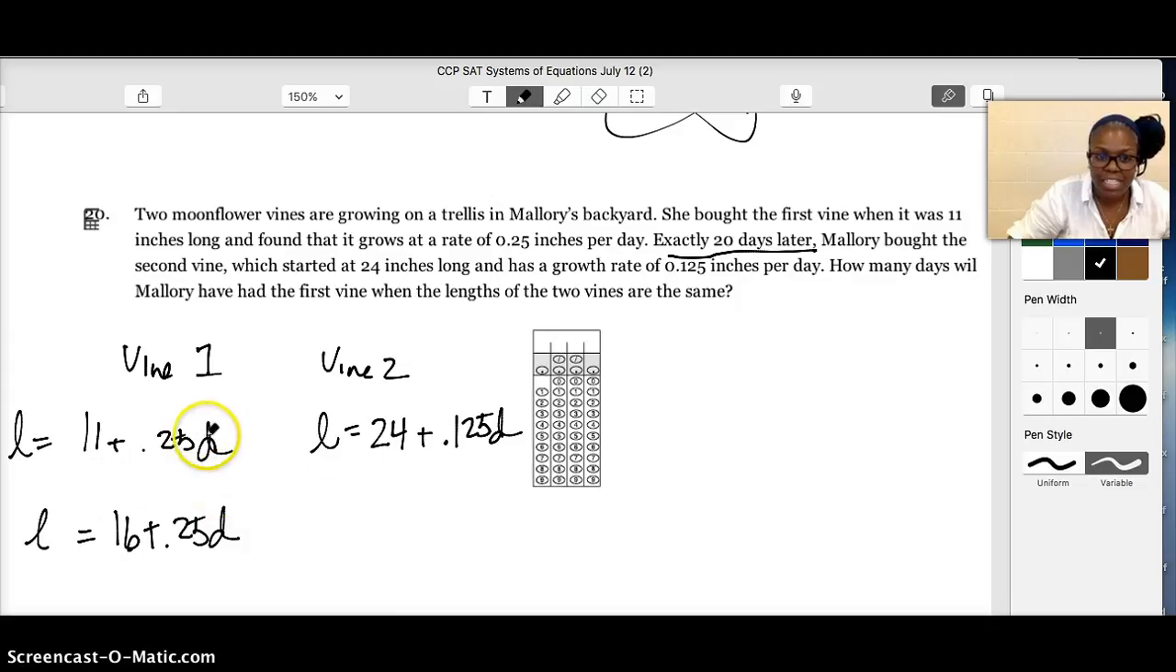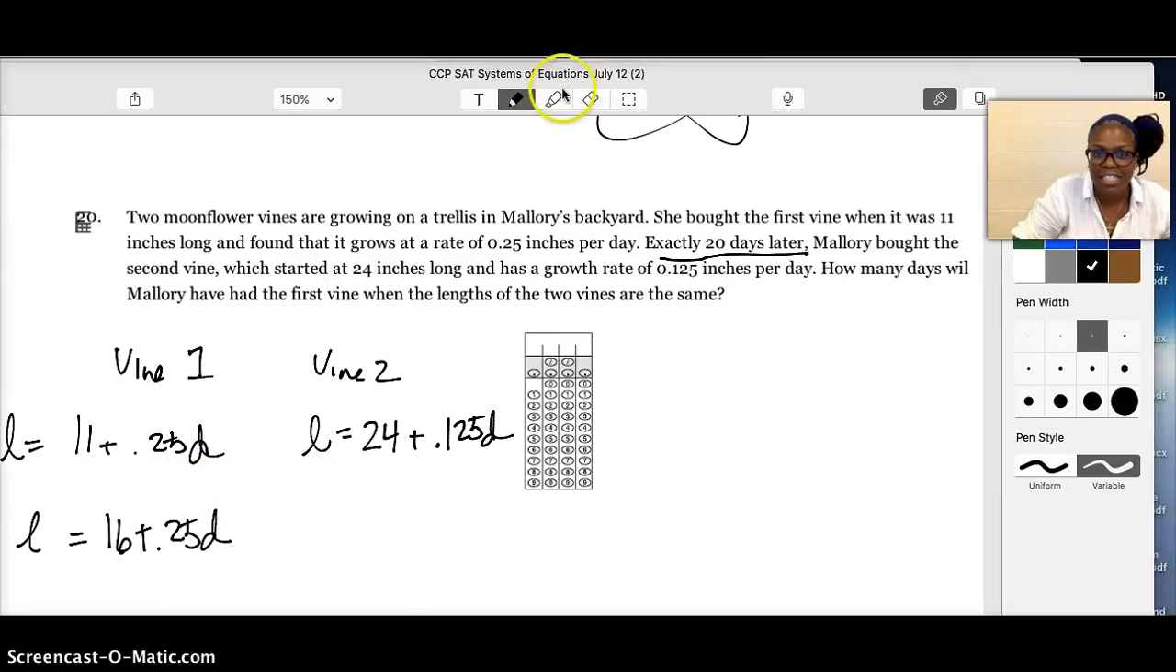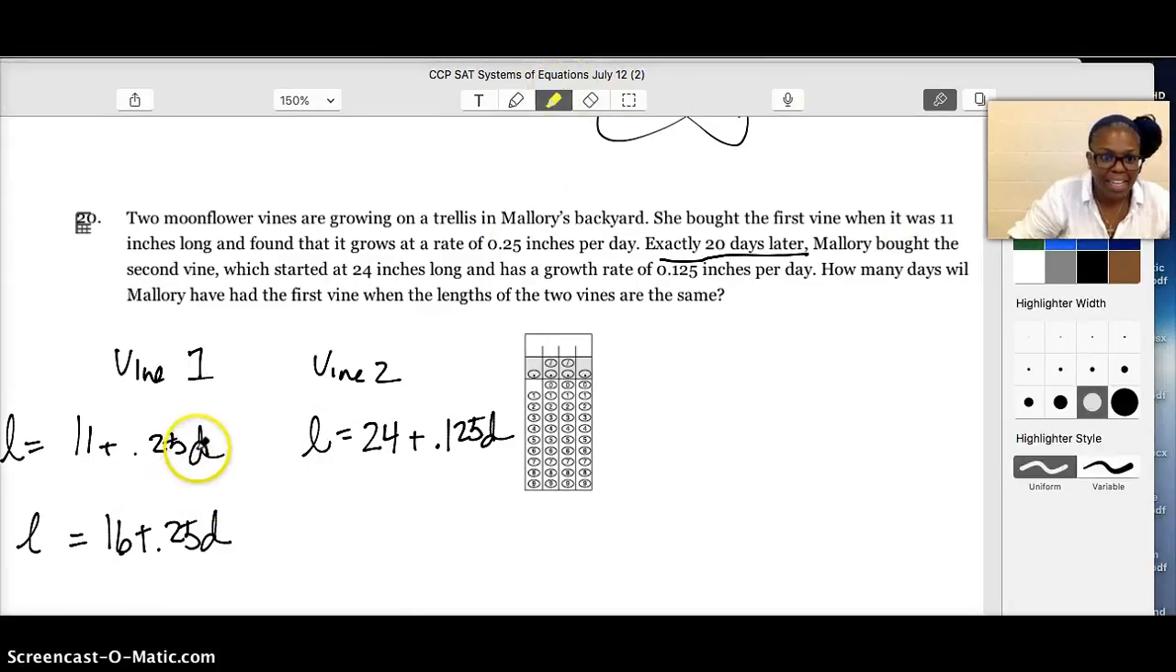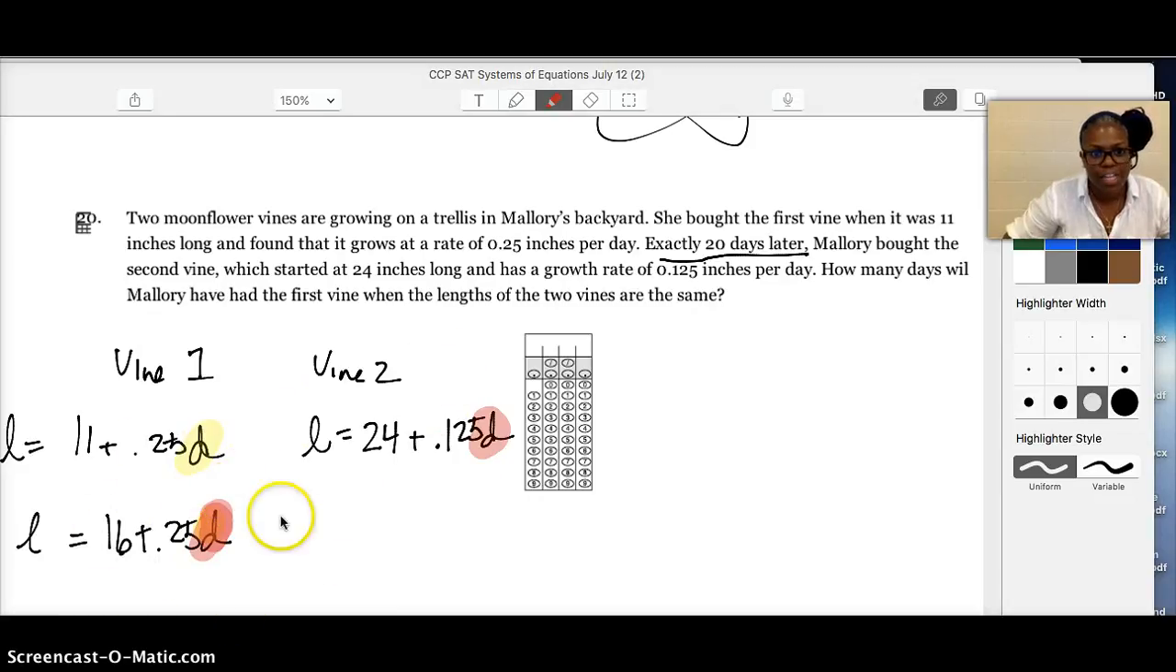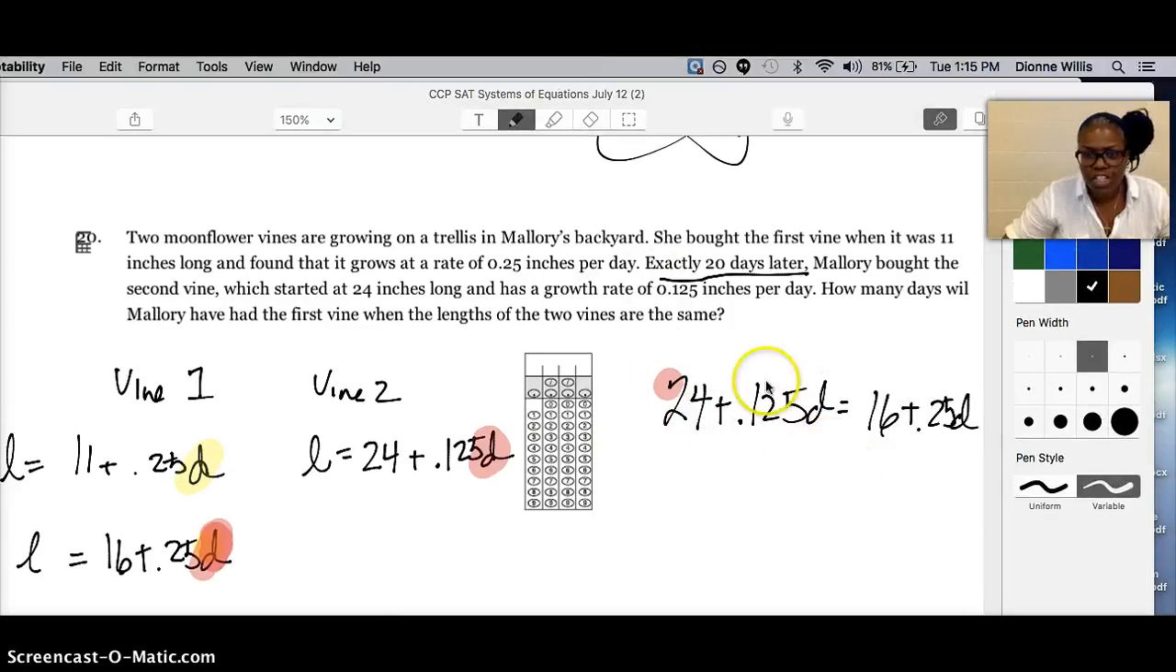So now the D's that I was talking about here weren't the same. This D started off, we're talking about days before, but now this D here, and let me highlight them in maybe red, both of these are now the same. So now we can get started with our problem. I'm going to set these two equations equal to each other because we're talking about the same number of days, because we want the lengths to be the same. This equation is going to help me find the number of days after the 20 days that it's going to take for them to be equivalent in height.